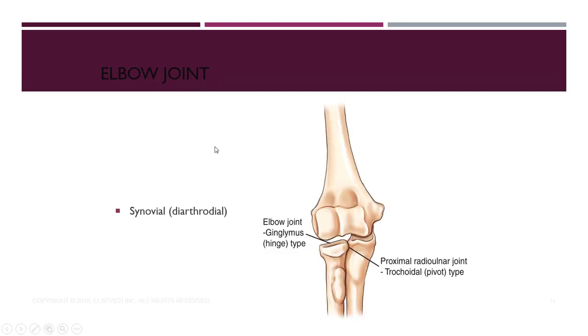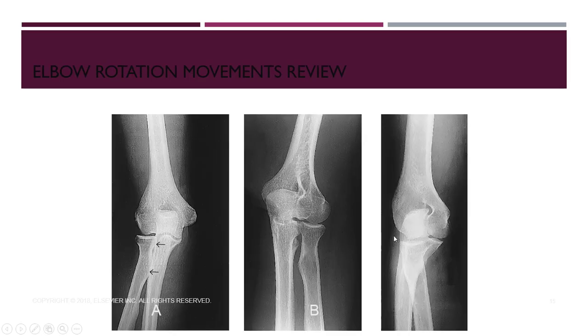Couple joints that you should be familiar with. The elbow joint is a diarthrodial joint, but your elbow joint also has a hinge. So this right here's your hinge type joint, and it also pivots. So when we are turning it from supinate to pronate, it's going to pivot.